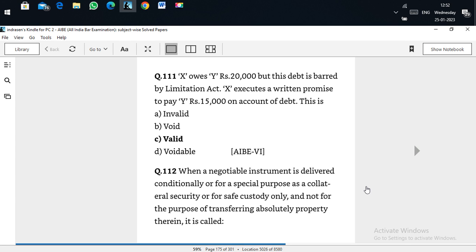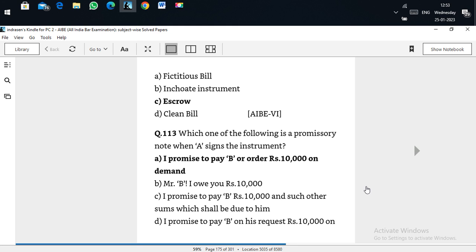X owes Y rupees 20,000, but this debt is barred by the Limitation Act. X executes a written promise to pay 15,000 on account of the debt. This is valid. When a negotiable instrument is delivered conditionally or for a specific purpose, as collateral security or for safe custody only and not for the purpose of transferring the absolute property therein, it is called an escrow.